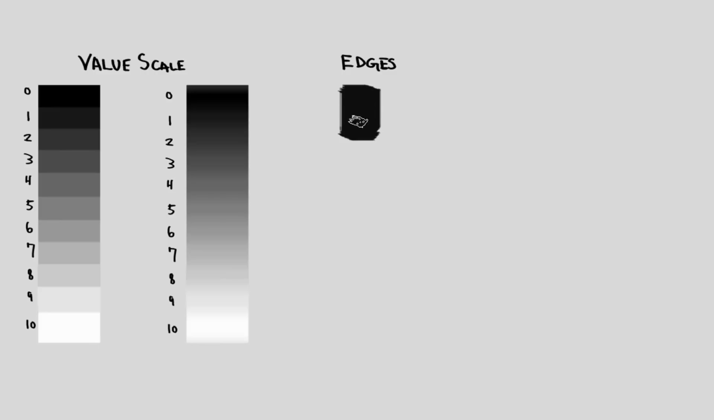There are two main types of edges, hard and soft, and both come in varying degrees. A hard edge is a transition in value or color that is abrupt. Increasing the distance between the two values makes the edge appear harder.